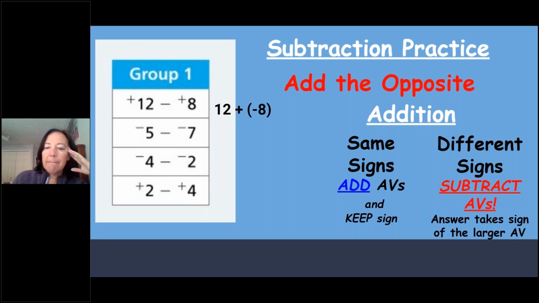Different signs, subtract and take the sign of the larger. Okay, so it would be negative 5 plus positive 7. Oh, no. We're still on... See, the thing that's strange up here. Yeah, we're still on this one. My screen is showing something completely different, but go ahead. We're on positive 12 plus negative 8. So what's that answer going to be?